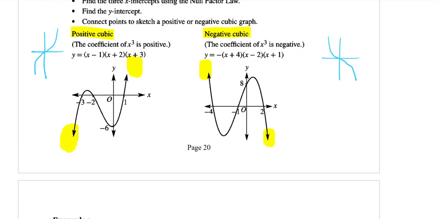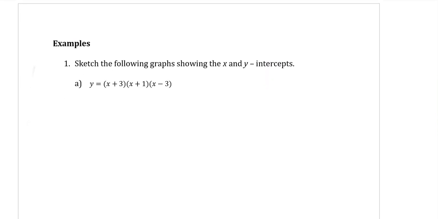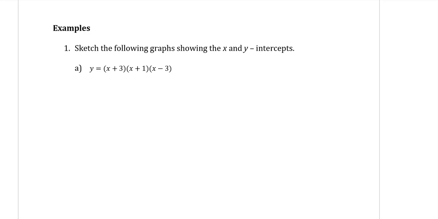The numbers that are inside the brackets, so the -1 becomes a +1 here, and the 2, they give you the intercepts on the x-axis. Let's have a look at our examples. Example number 1. Sketch the following graphs showing the x and the y intercepts. So the first question has been nicely factorized for us. So we just want to use null factor to find the zeros or the x-intercepts.